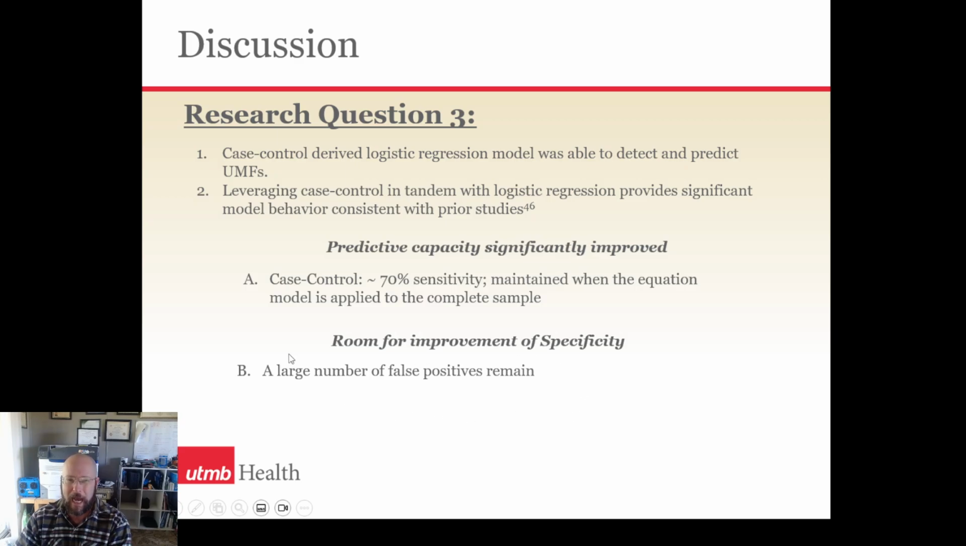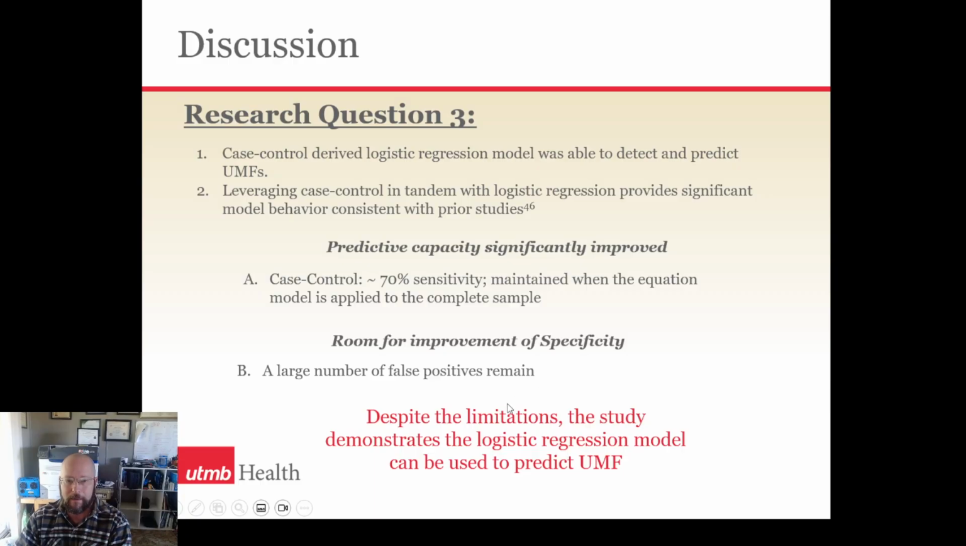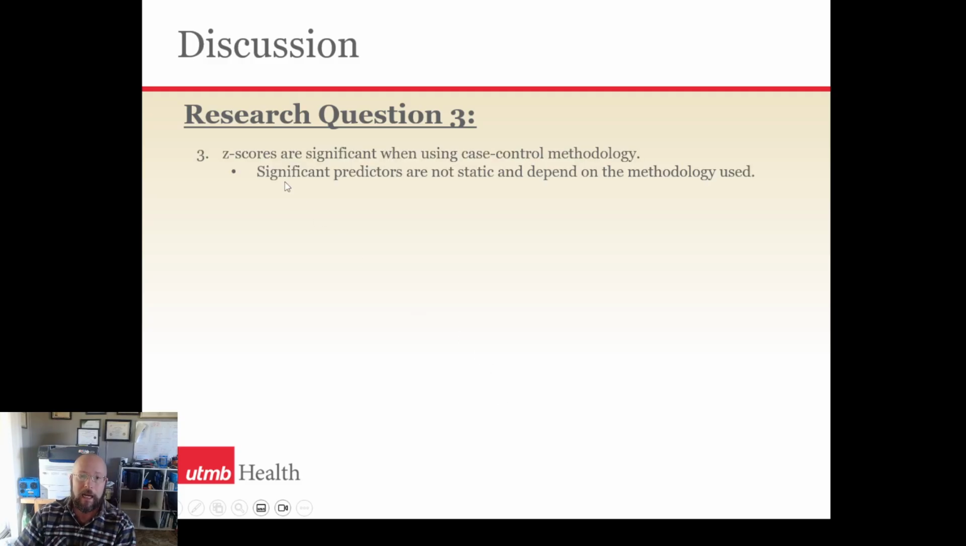Because there was a pretty high level of false positives that remained in the model. And nevertheless, despite some of these limitations, the study did demonstrate that select QC and QA data, along with a logistic regression model, can predict mechanical failures. So there's something in this data that should be able to tell a lab manager that mechanical failure is upcoming.